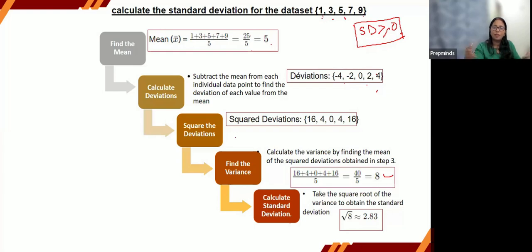When the numbers are away from the mean of the set, right? Then what can we say, what can we interpret about the standard deviation? If the numbers are away from the mean of the set.